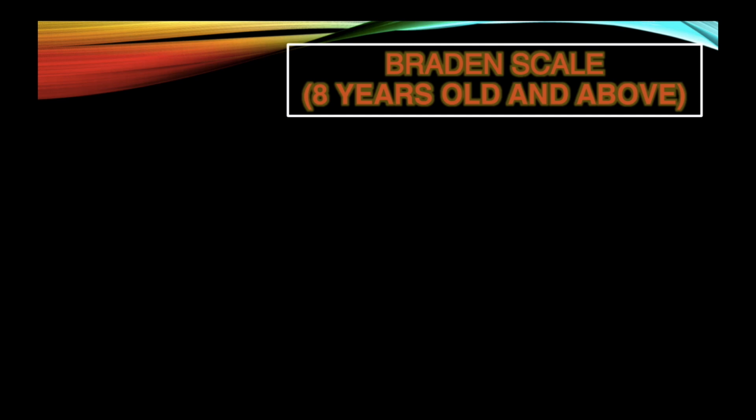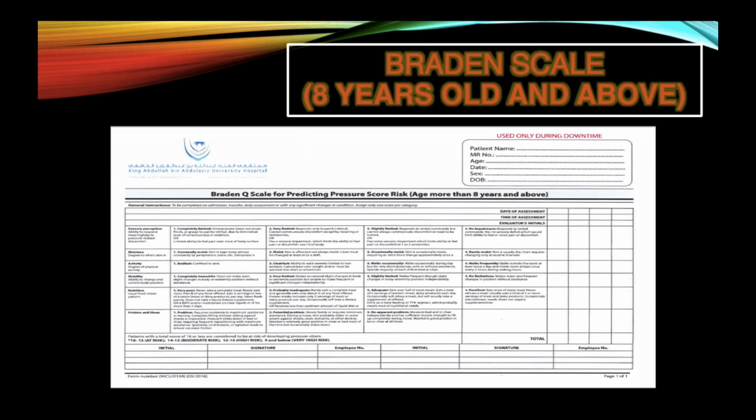Assess each of the 6 subscales and select the description for each category that best describes the patient's current condition. The 6 subscales are sensory perception, moisture, activity, mobility, nutrition, friction, and shear. Each of the 6 subscales is scored from 1 to 4, except for friction and shear, which is scored 1 to 3. Reassess all patients daily or between shifts, or when patient condition changes, by completing the Braden Scale.